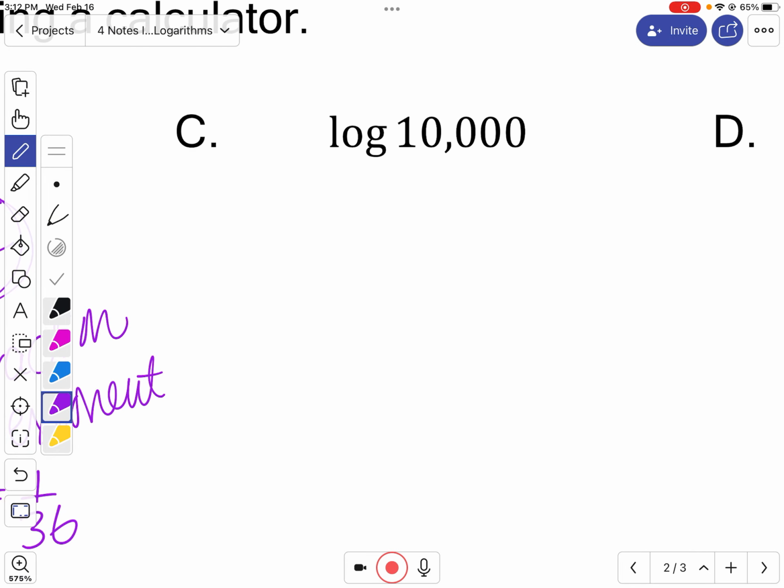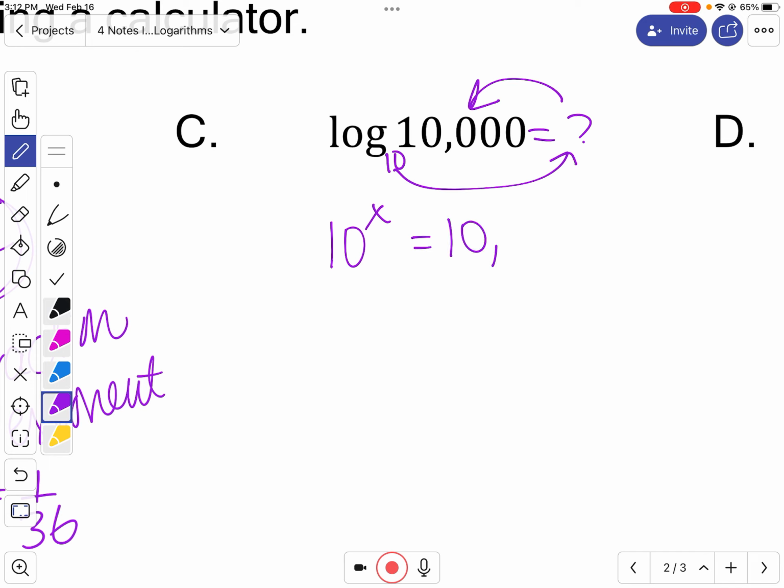Okay, so next one, notice there's no base here, which means it's a common log, base of 10. You have to know that. So I'm trying to find 10 to what power gives me 10,000. So I would just start with 1. 10 to the first is just 10. 10 squared is 100. Actually, you could probably just count the zeros. 1, 2, 3, 4. So that would be x equals 4. So 10 to the 4th power, because you're going to need 4 zeros there.